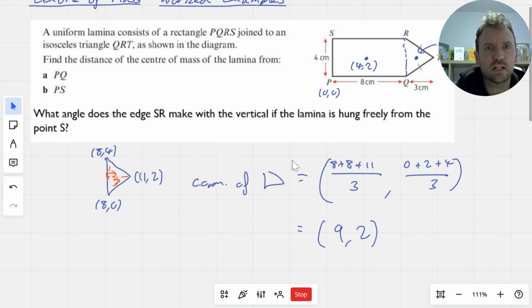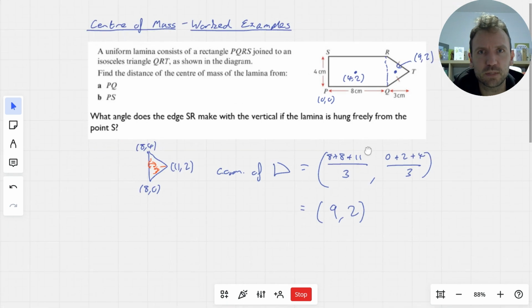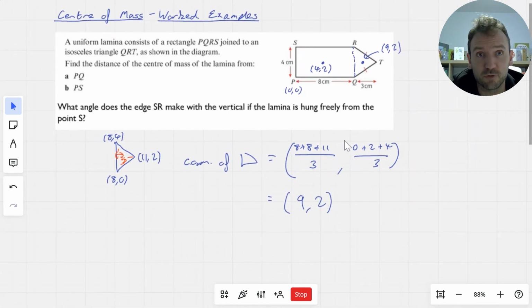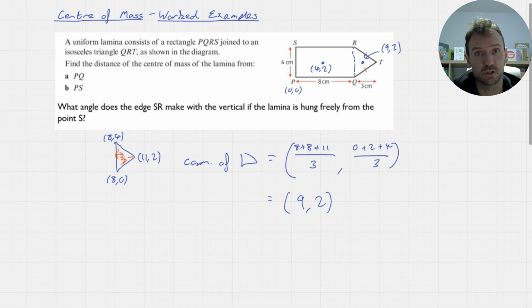So what are we going to do now? Well, because the lamina is uniform, we can say that the mass of each section is proportional to the density of each section, and it's proportional to the area of each section, and therefore we can use the area almost just as a replacement for the mass here.